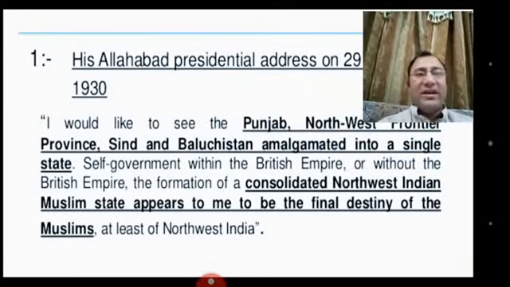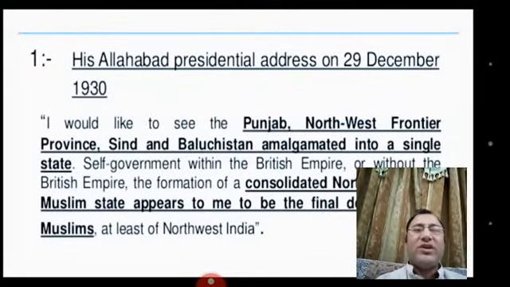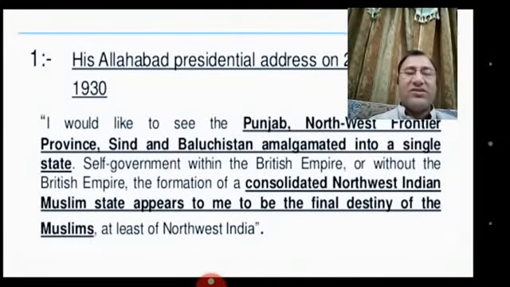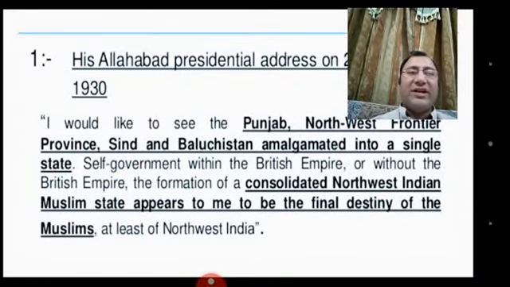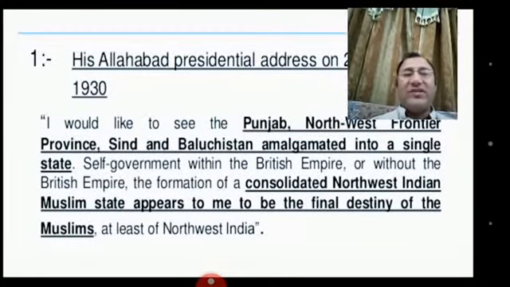As I had already mentioned about the Allahabad presidential address, there he said what he would like to see. He said, I would like to see Punjab, NWFP, Sindh and Balochistan form a single state, whether within the British Empire or without it, with self-government. And that consolidated Northwest Indian Muslim state appears to me the final destiny of the Muslims, and especially of Northwest India.